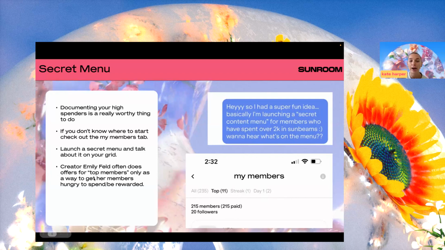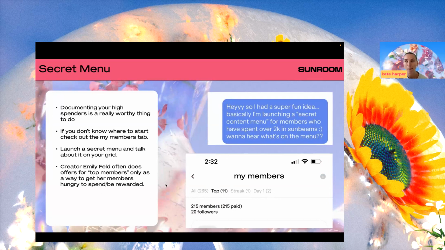And there's actually a creator on Sunroom, Emily Feld, who makes a decent chunk of money. And she actually uses this information as a way to get people spending more and more. So she will actually go out on her grid and say something like, I've got an offer for all my top members. And her Sunroom members have become obsessed with getting that badge and obsessed with becoming one of her top members. So this is language that you can actually start using on your grid if you want.